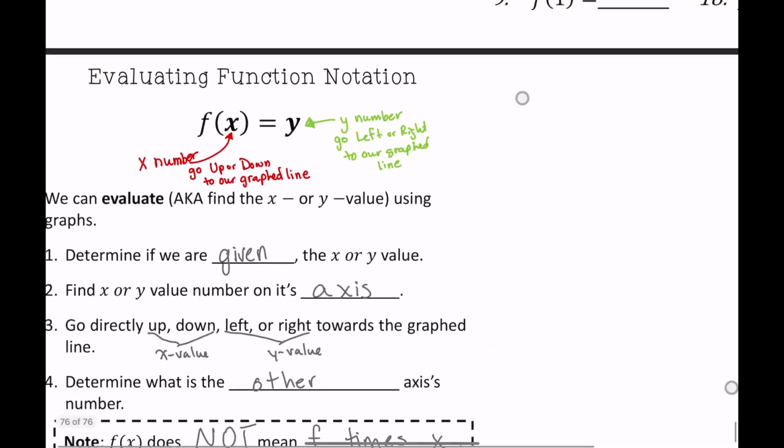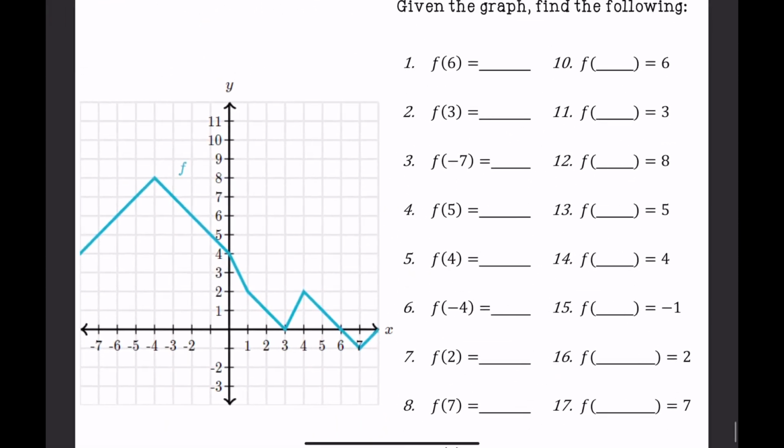So let's do some examples. So we have a graph here. I'm going to do these 4 and these 4 with you. You do the rest. So this first one is an x value. So f of 6 equals something. So that 6 we're going to look for on the x-axis, and here it is. Here's the graph. I go up. It's right there. Easy peasy. To figure out the y, I go towards that y-axis, and that number right there is a 0.